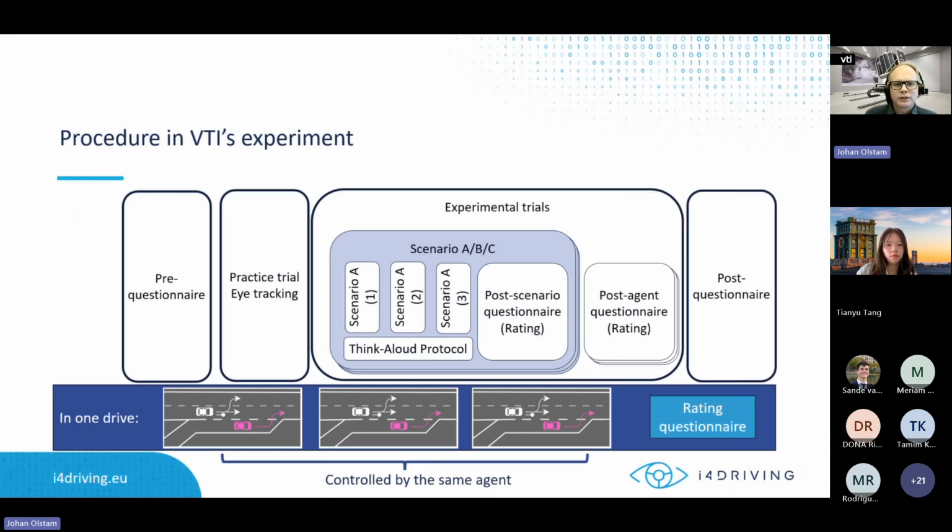So this is one of the changes we made to the VTI experiment. Since we did all three scenarios with one agent before changing, we could also have a post-agent questionnaire. We had a break after you had driven all three scenarios three times, and then we asked them about the agent's behavior for all of the three different scenarios.